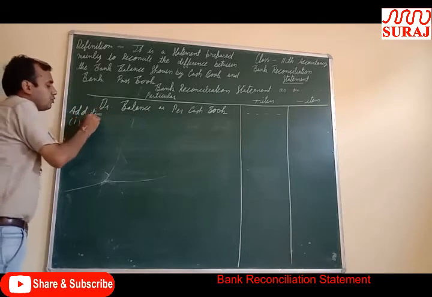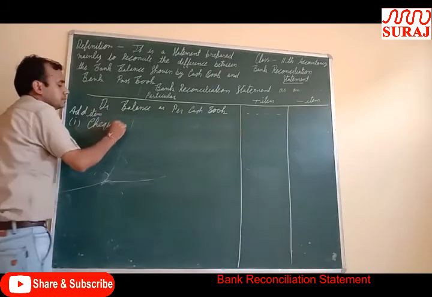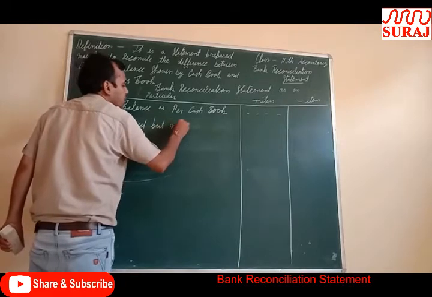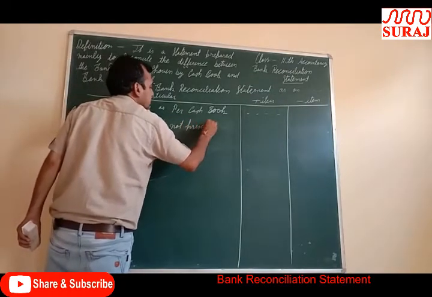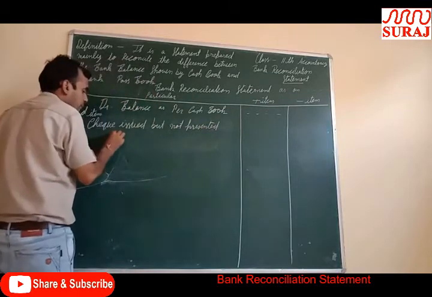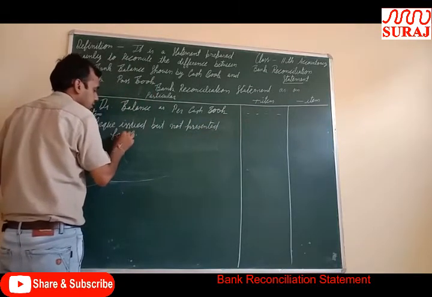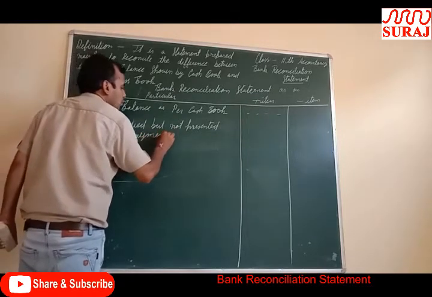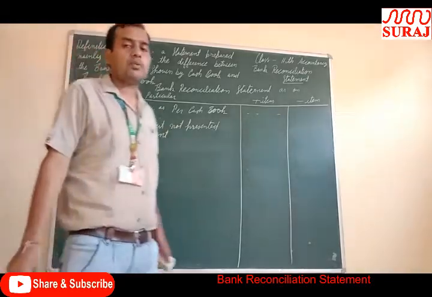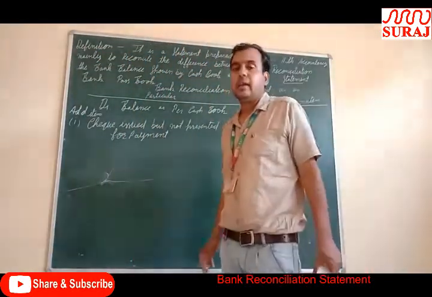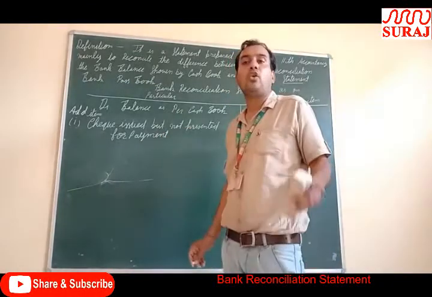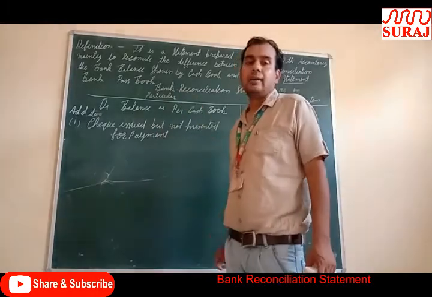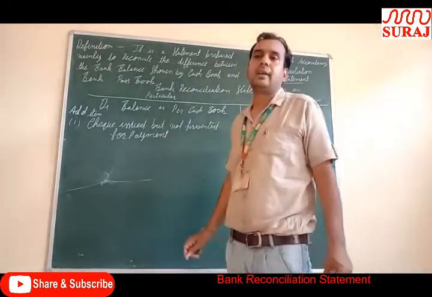First one, cheque issued but not presented for payment. If a cheque is issued, then your cash book bank balance will decrease, but as it is not presented for payment, there is no effect on the passbook. Then to reconcile, you increase the cash book and that will be your plus item.